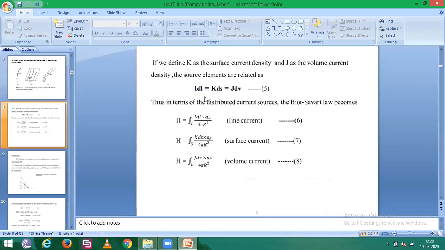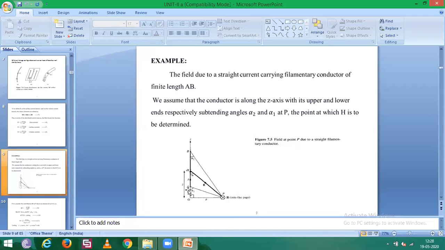So for these three current distributions, the magnetic field is written like this, which we have just discussed. For surface current it is KdS, and for volume current it is JdV, with the respective integrals. For line current it is a single integral, for surface a double integral, and for volume a triple integral.